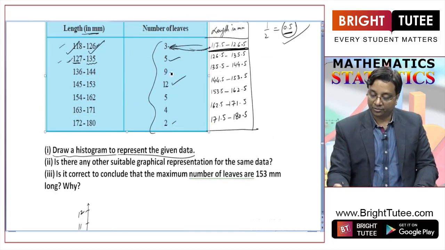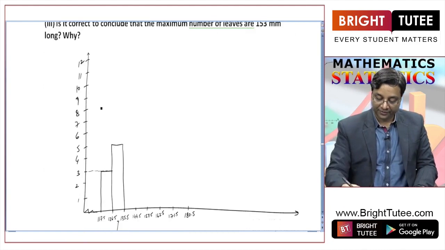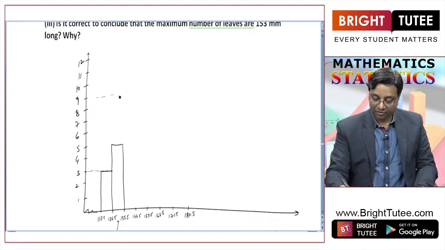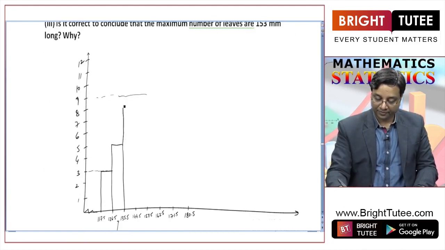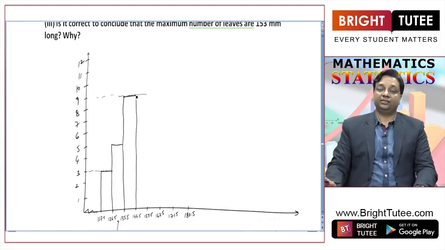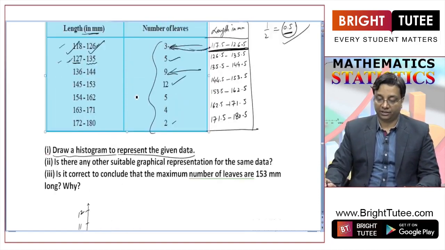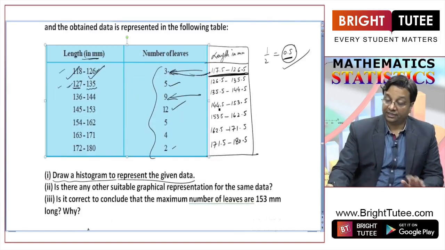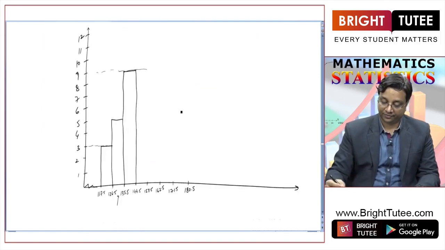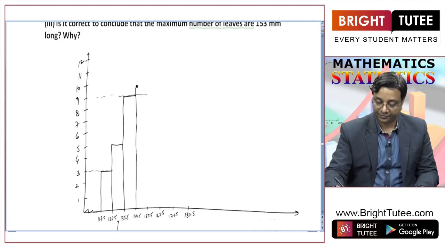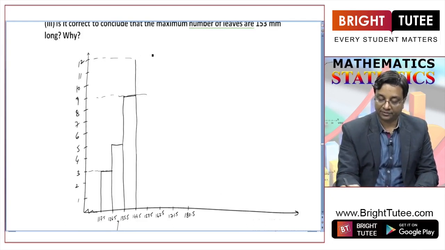135.5 to 144.5 has got a height of 9. So the height will go up to here, and the width is the same for all these classes. So you don't have to worry about adjusting the frequencies corresponding to the widths, as we did in a question previously. For this one, the height will be 12. So it will go up to the maximum height.